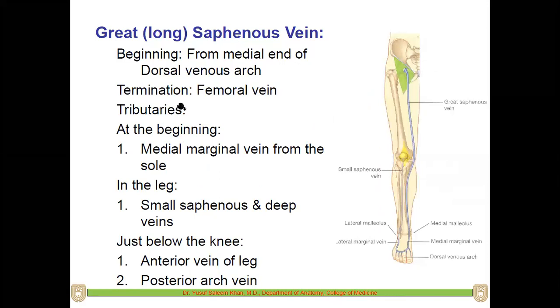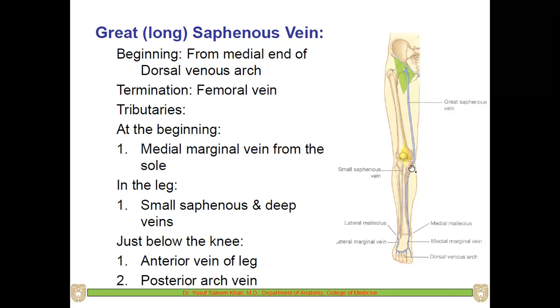Coming to the tributaries, what are the small veins which will open into the great saphenous vein? At the beginning, there will be the medial marginal vein, which will be opening from the sole and draining. In the leg, there will be the small saphenous vein, and the deep veins all open into this.